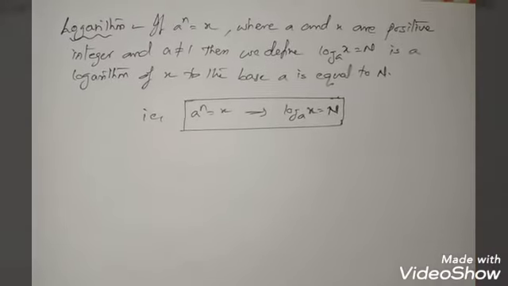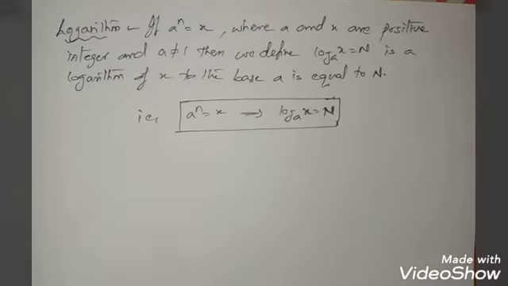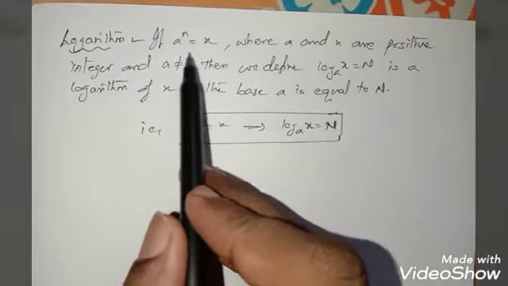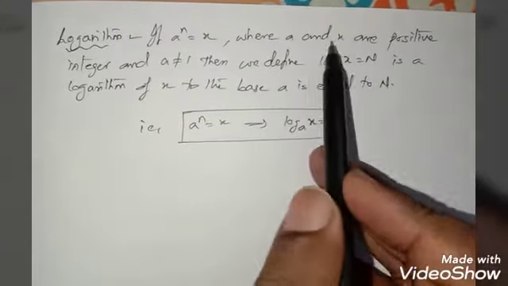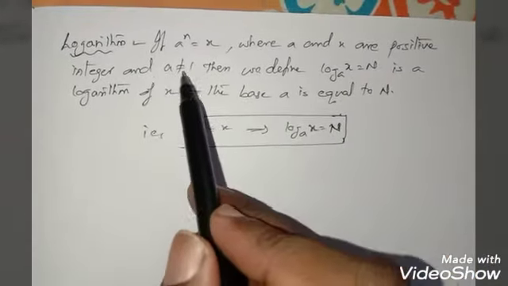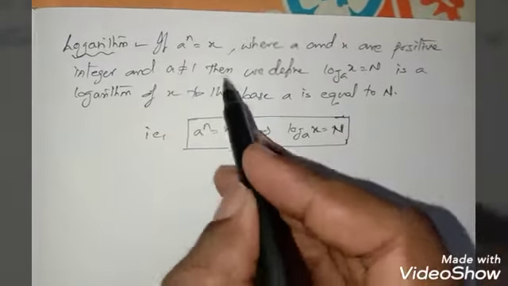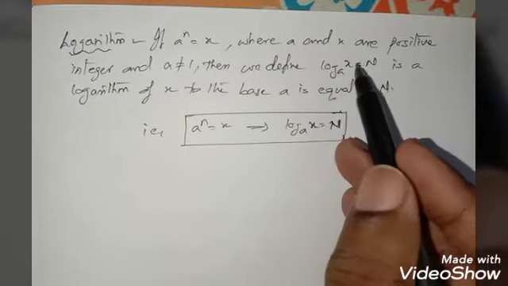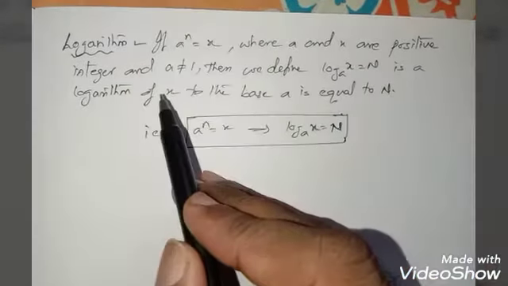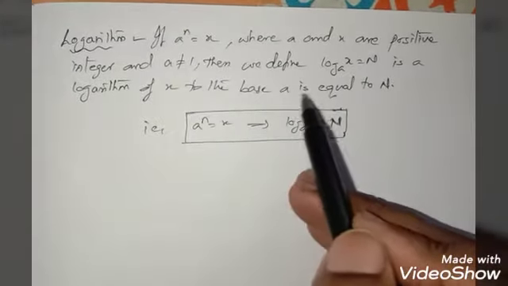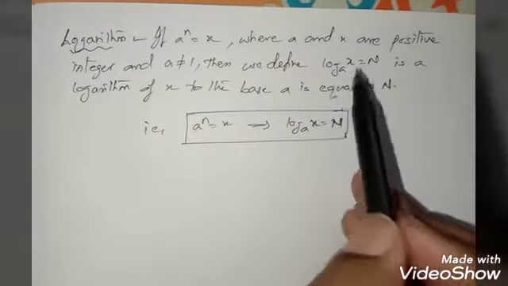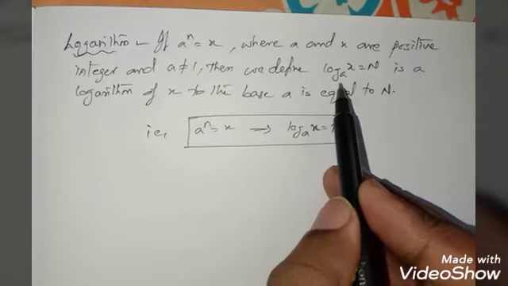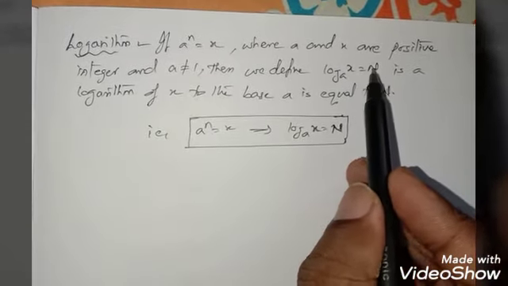Like and share. So today we are going to learn about logarithms. So what is a logarithm? If a to the power of n is equal to x, where a and x are positive integers and a is not equal to 1, then we define log base a of x is equal to n. That is, the logarithm of x to the base a is equal to n. We read this as log base a x is equal to n.